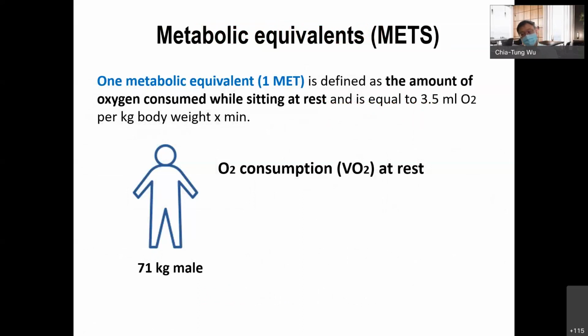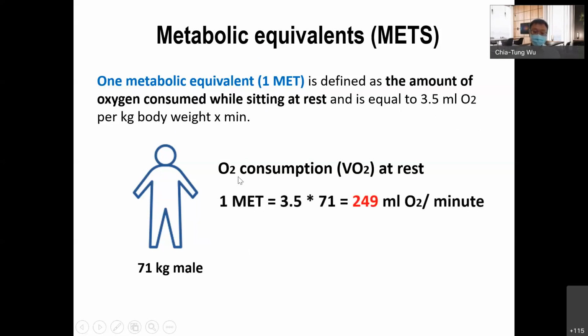I think most of you have experienced doing some exercise and heard about 1 MET. MET is metabolic equivalent, and 1 MET is defined as the amount of oxygen that our body consumes at rest. 1 MET is equal to 3.5 ml of oxygen per kilo body weight. So for me, a male with 71 kilogram, my O2 consumption at rest is 3.5 times 71, my body weight. So it equals 249.